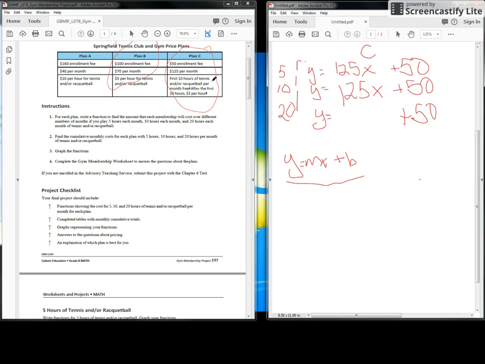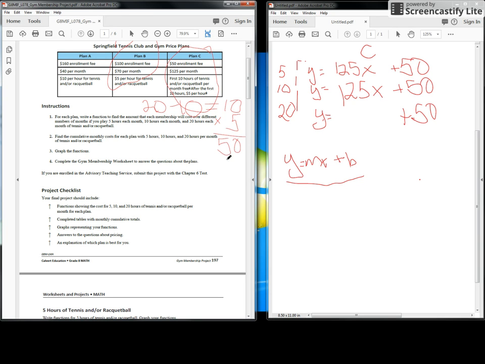Now, look at the third option, 20 hours of racquetball. Now we have to read more carefully. The first 10 hours of tennis or racquetball per month are free. After that, it's $5 an hour. Okay, so we are going to play 20 hours of tennis. 10 of those hours were free. So that means we're paying for 10 hours of racquetball. And 10 hours of racquetball was how much? $5 an hour. So racquetball is going to cost $50 a month.